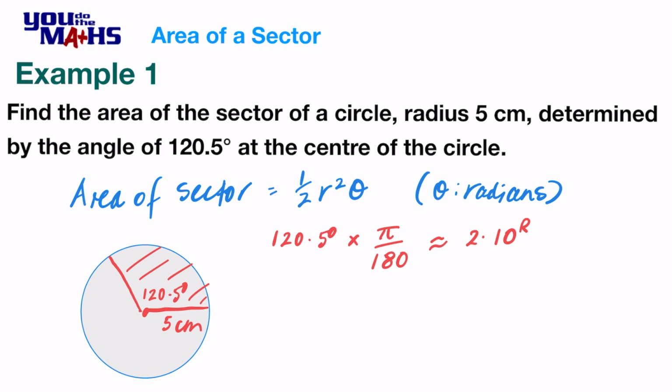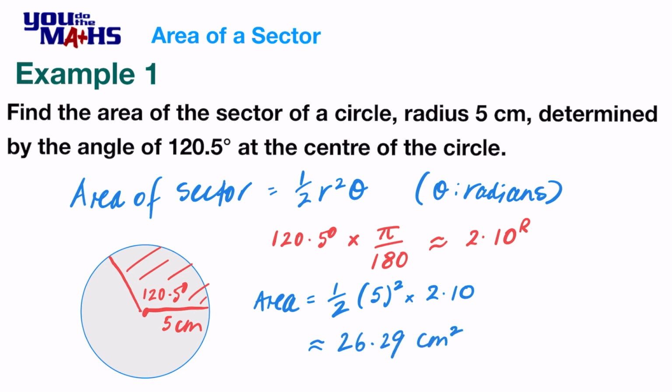So now we can use our formula. So the area is equal to 1/2, and the radius is 5, so it's 1/2 of 5 squared multiplied by 2.10. And what we'll do is we'll retain the accurate value from our previous conversion into radians rather than round it off and use just 2.10 in the calculator. And when we do that, we get an answer which is approximately 26.29 centimeters squared.